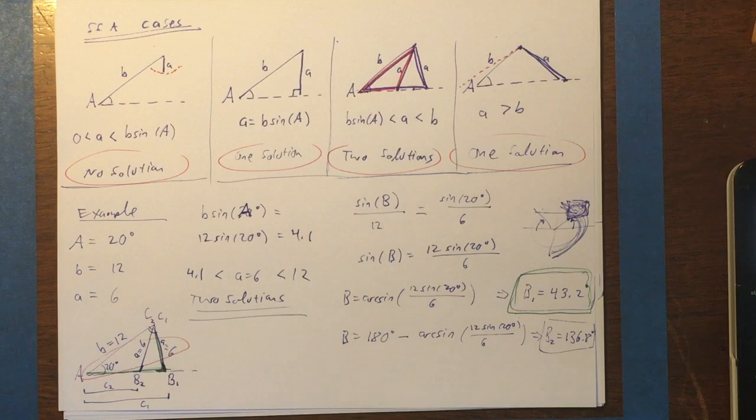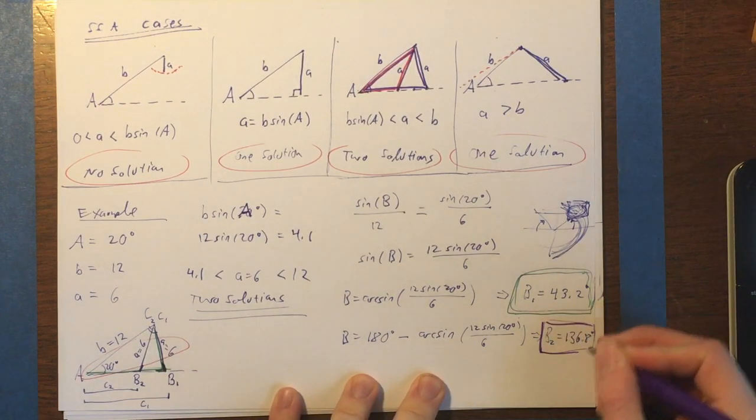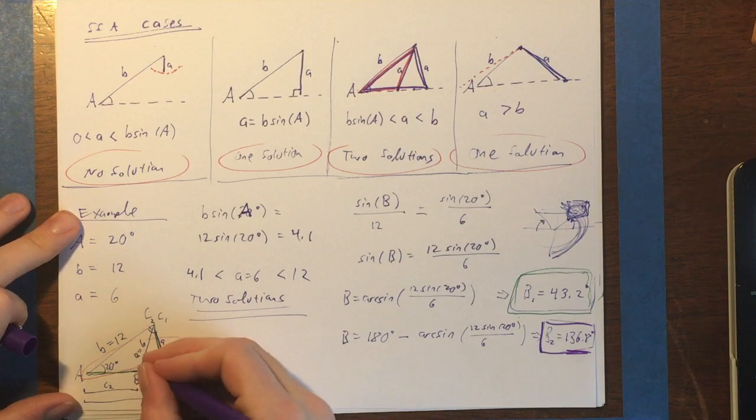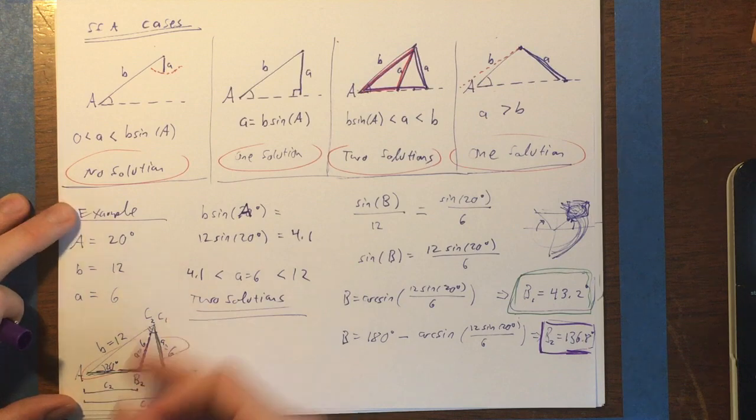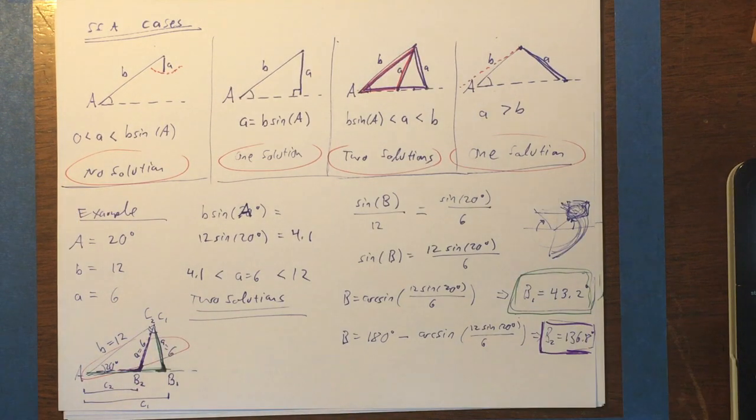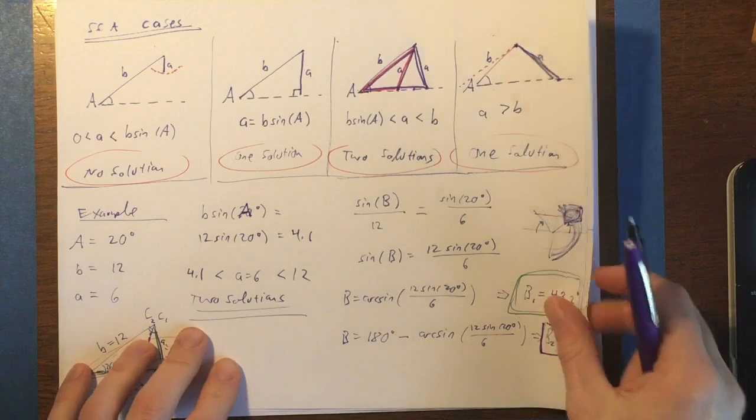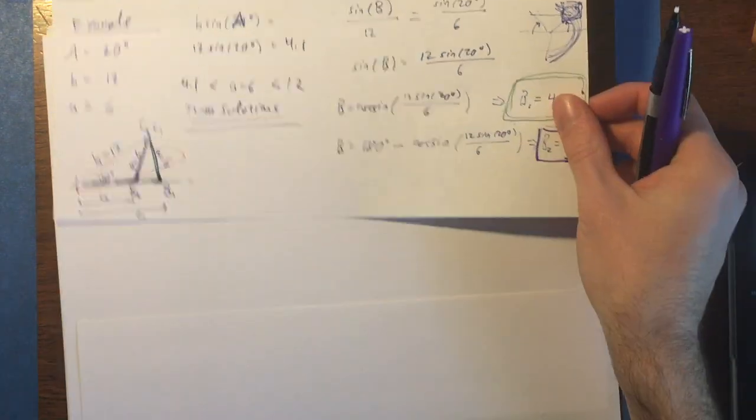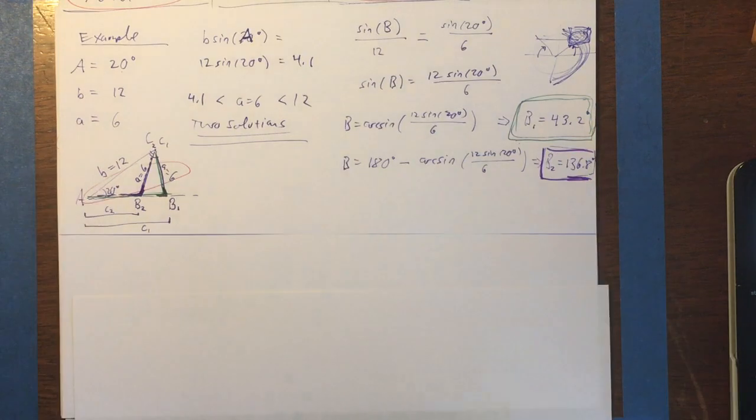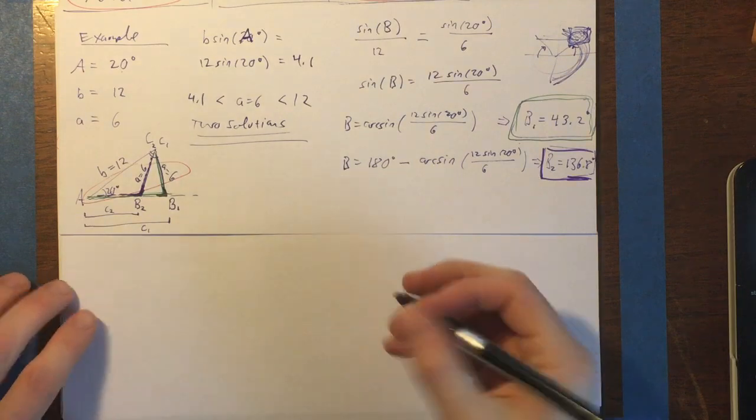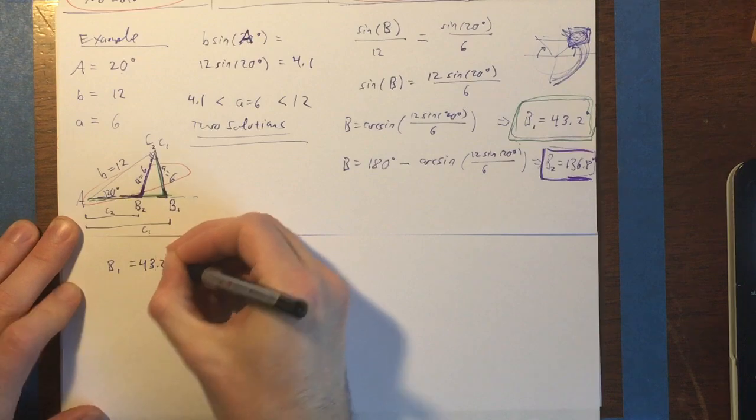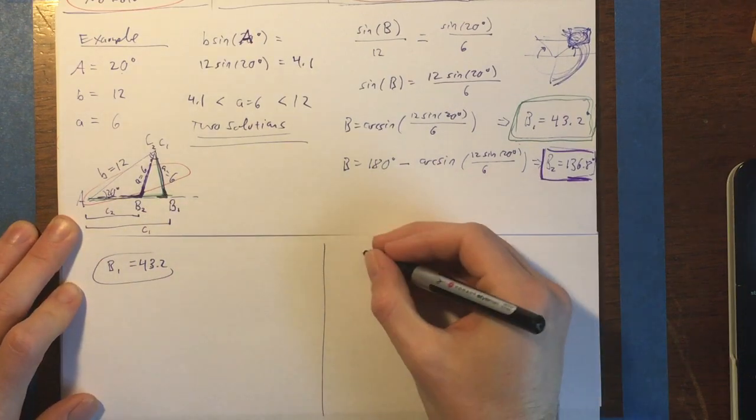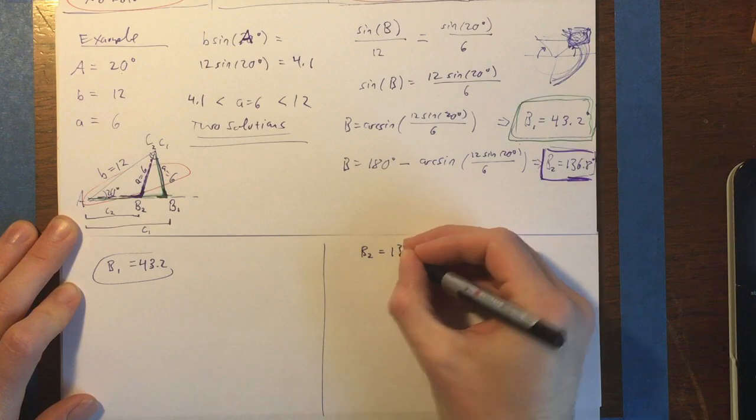The other possibility is the B2, which I'll do in purple here. B2 is 136.8. That is the obtuse angle, which is going to correspond to this smaller triangle with the smaller values of C, angle C, and side C. Okay, so let's continue this problem on the next page. I'm going to scoot this up a little bit so you can see where we are so far. All right, so we're going to break this into two cases. We're going to start with the B1 case, 43.2. And then we're going to put a line, and we're going to do the B2 case, B2 136.8.